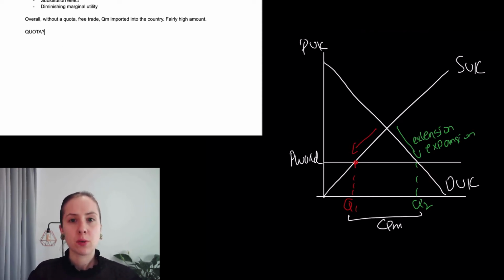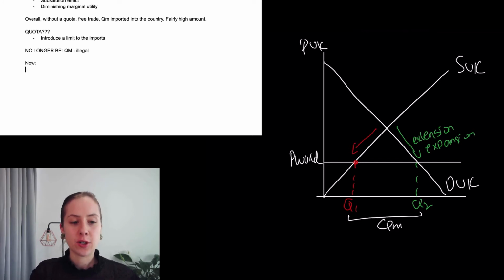Right, so what can a quota do? A quota is going to introduce a limit to the imports. So the imports can no longer be QM. That's just illegal. That's not going to happen anymore.